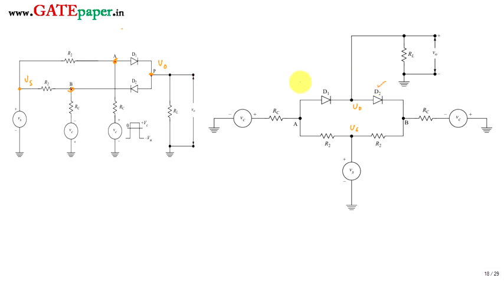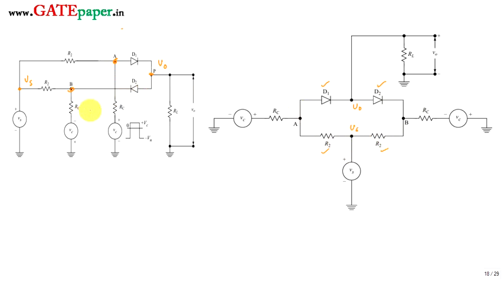This is okay now, and next we come to the others. That is between A and Vs. Between A and Vs there is a resistor called R2. And next, between B and Vs there is a resistor called R2. So this one is over, this one is over, and Vs is this one.